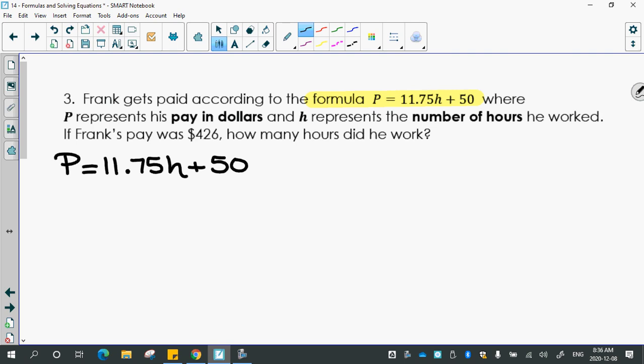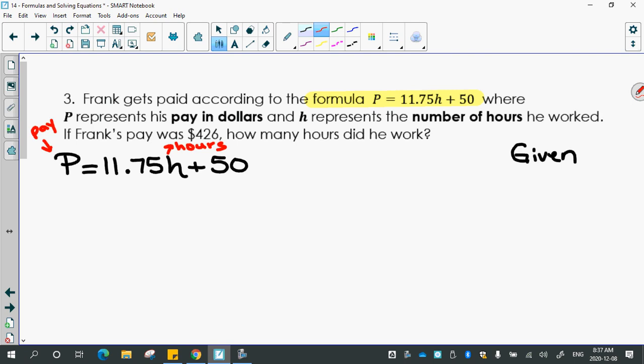Where, so we know we're going to have a given, where P represents his pay in dollars and H represents the number of hours he worked. So that's important information, but it's not giving you a number. And now you know that P stands for pay, and H stands for hours. That might help you when you figure out what to put where. So P stands for pay, H stands for hours.